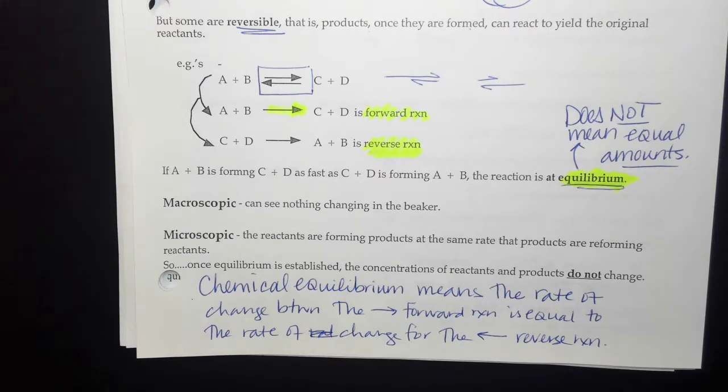Wait, what is that? It says forward what? Chemical equilibrium means the rate of change between the forward reaction is equal to the rate of change for the reverse reaction. So it's not the amounts that are the same, it's the rate that they are either forming or decomposing back into their original products. Once equilibrium is established, the concentrations of the reactants and the products do not change because the rate is constant.